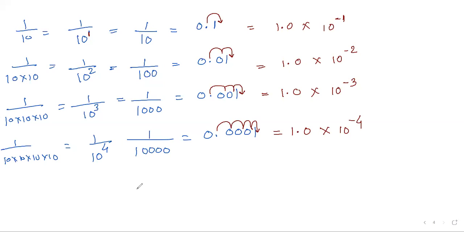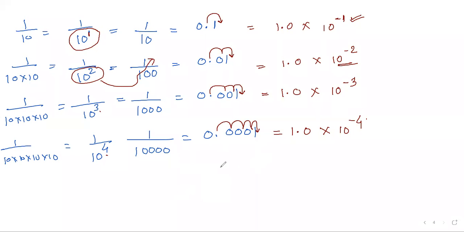Now, everybody pay attention. 10 raised to 1 at the denominator goes to the numerator and becomes 10 raised to minus 1. 10 raised to 2 at the denominator goes to the numerator and becomes minus 2. 3 at the denominator goes above and becomes minus 3. 4 at the denominator goes above and becomes minus 4. Are you understanding? This is the meaning of negative exponents.